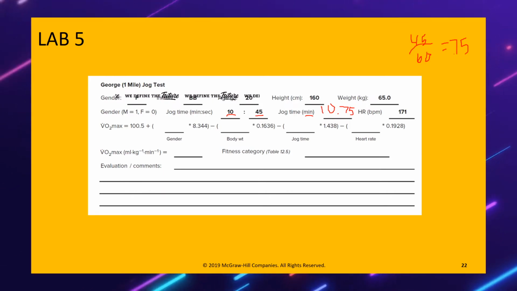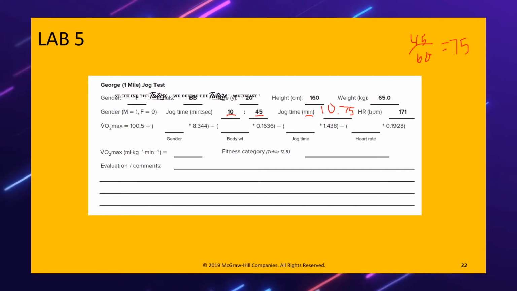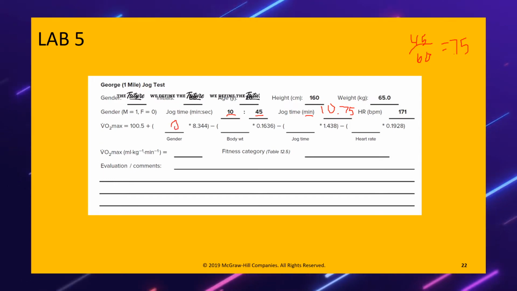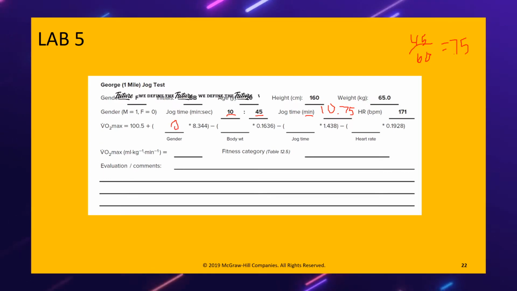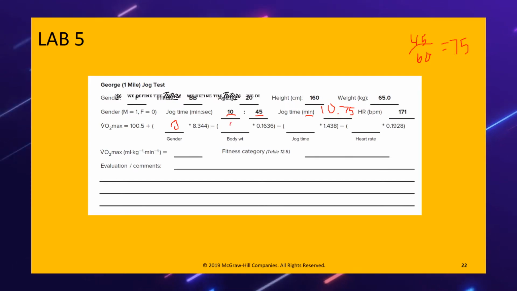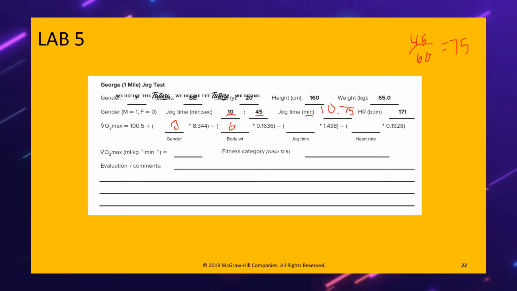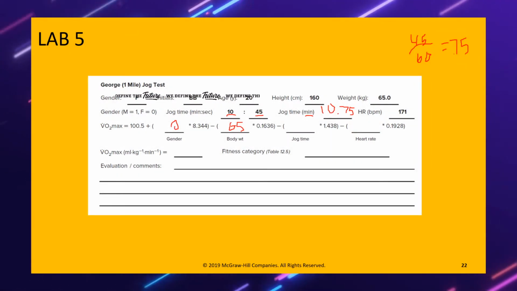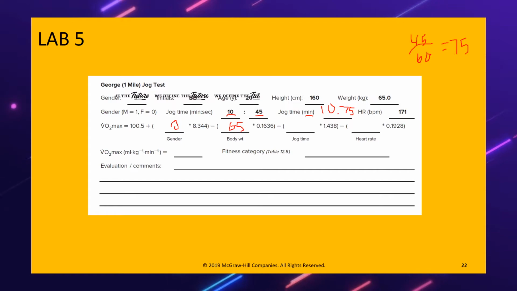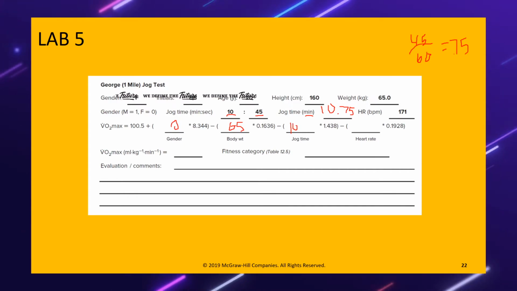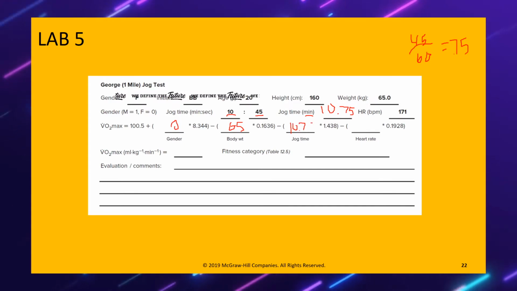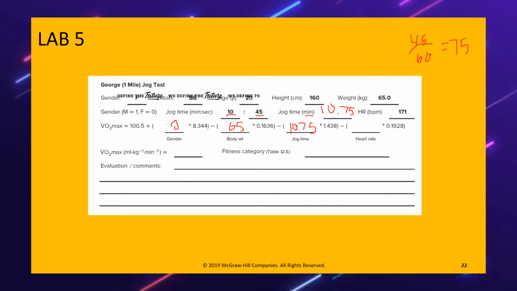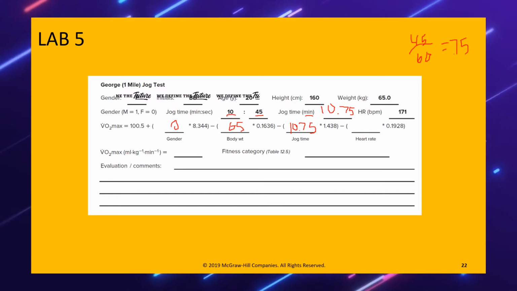And then from there, we just drop everything in, plug and play. So for gender, we have a female, so we put a 0. For body weight, it's already in kilograms, so we just write 65. For the jog time, we write 10.75. And then for our heart rate, we are at 171.